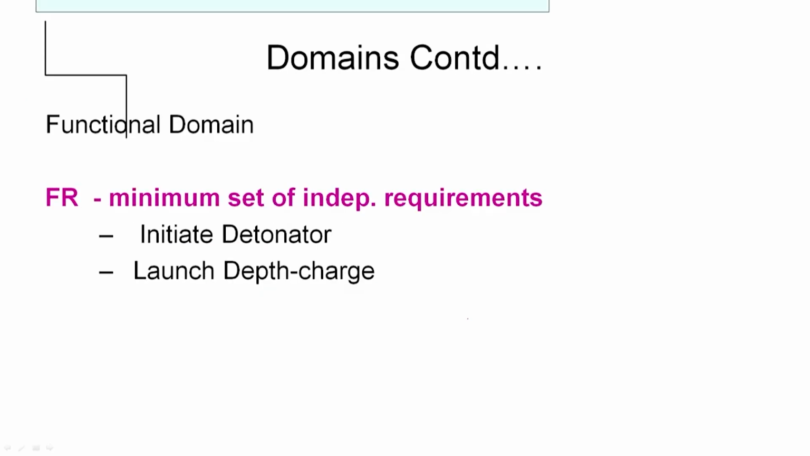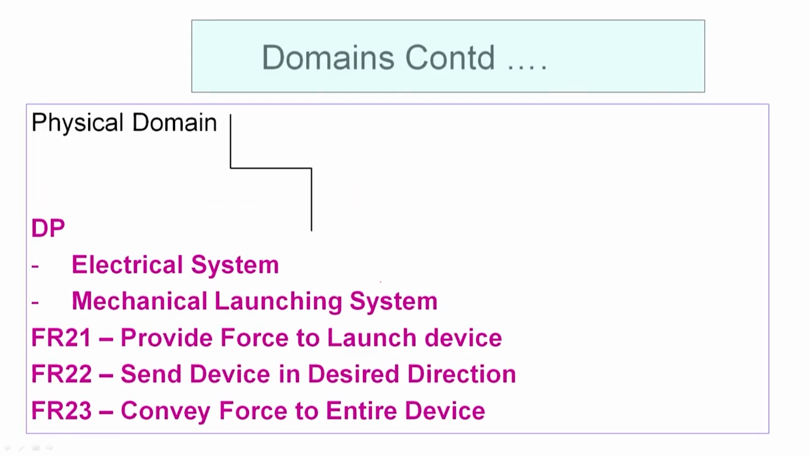Now, if I look at the functional domain, what is the minimum set of independent requirements? One is initiation of the detonator, it has to work perfectly. And secondly, launching of the depth charge. A depth charge is a bomb that is generally launched from a ship. So, the launching has to be perfect for it. What about the physical domain? Well, one important thing is an electrical system or a mechanical launching system. You have to take a decision.